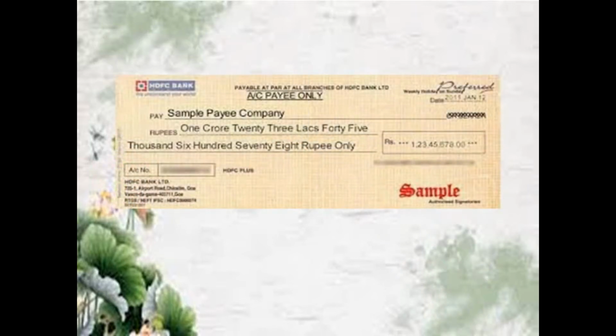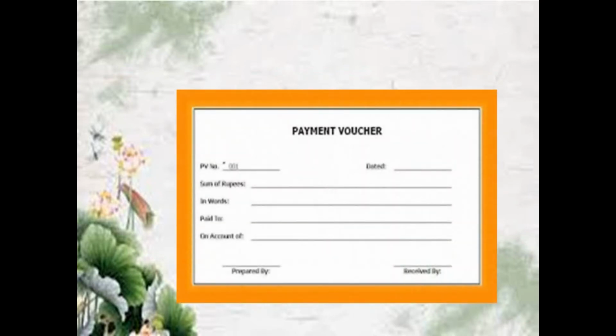Look at this example. What is this? Correct. This is a check. Next one. What is this? Correct. This is a voucher. Another one. What is this? Correct. An application form.